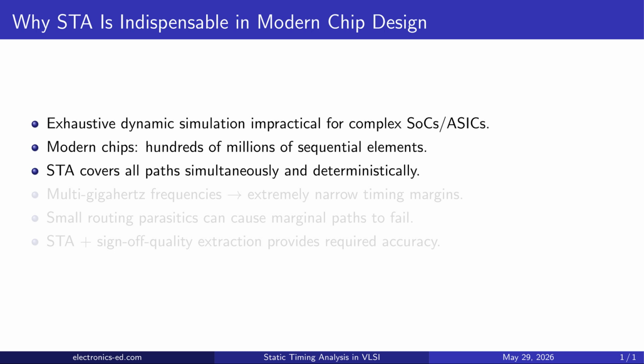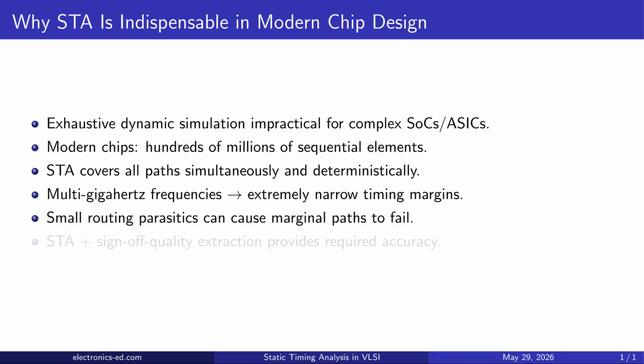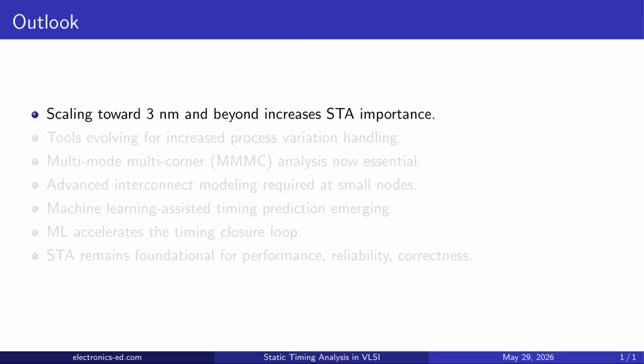STA covers all timing paths simultaneously and deterministically. At multi-gigahertz frequencies, timing margins become extremely narrow. Even small routing parasitics can cause marginal paths to fail. STA combined with sign-off quality extraction provides the required accuracy. As we scale toward 3 nanometers and beyond, STA's importance only increases.